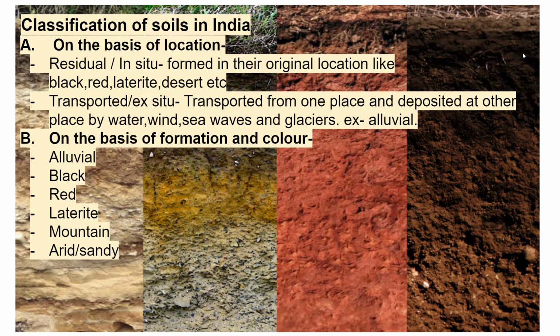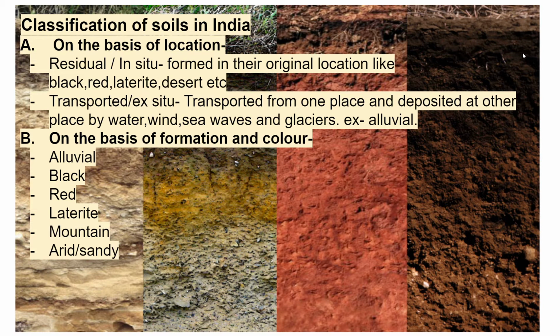Example of in situ soil, most of the soils in India are in situ soil like black, red, laterite, desert, but alluvial soil is ex situ because rivers carry this soil from mountains to the plains to the valleys to the deltas. So it is ex situ soil.